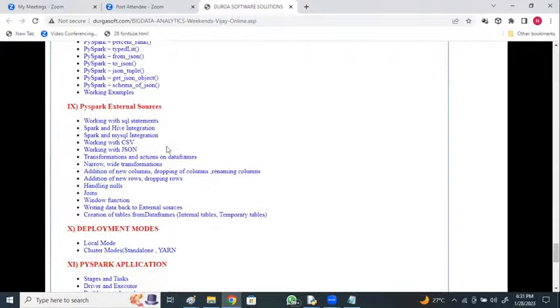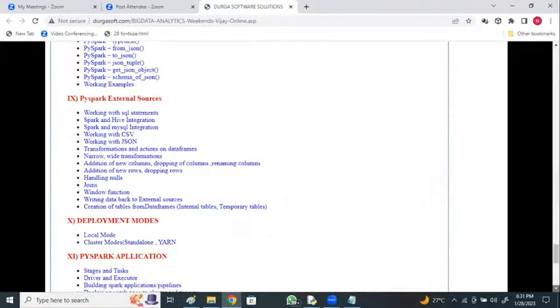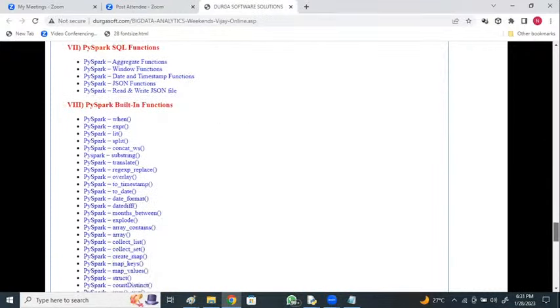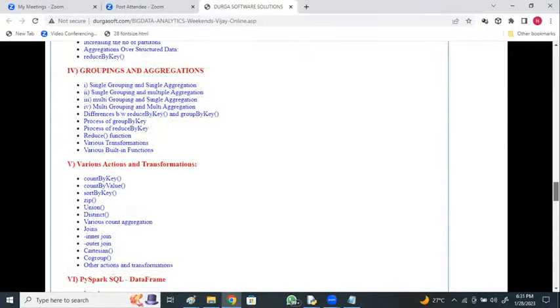And PySpark external sources, working with SQL statements, Hive integration, working with CSV, JSON, transformations and actions on data frames, narrow and wide transformations, handling nulls, writing data back to external sources, deployment modes, local and cluster, PySpark applications, stages and tasks, driver and executor, deploying Spark applications to cluster, streaming integration with Kafka and PySpark, machine learning library, right? Yes. So all this in brief, right?